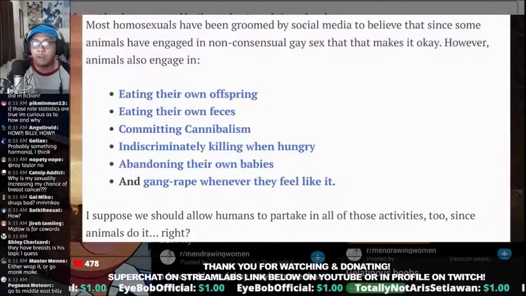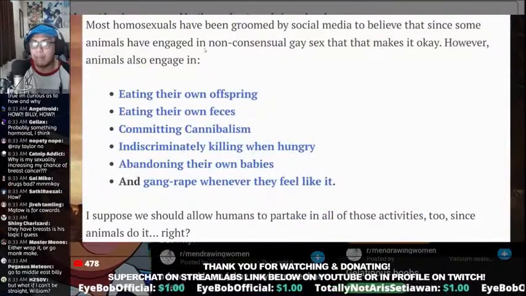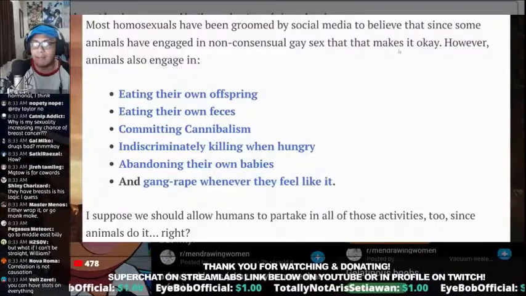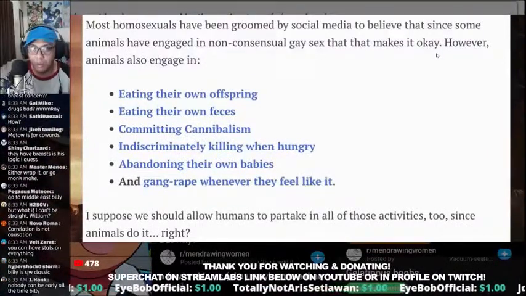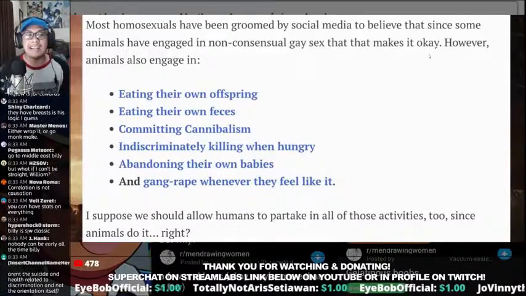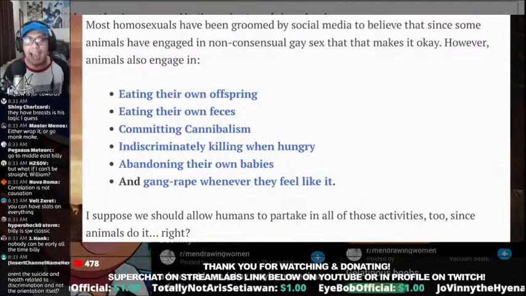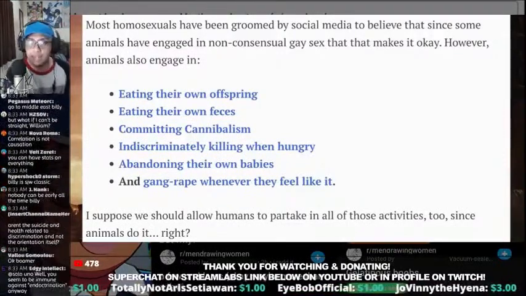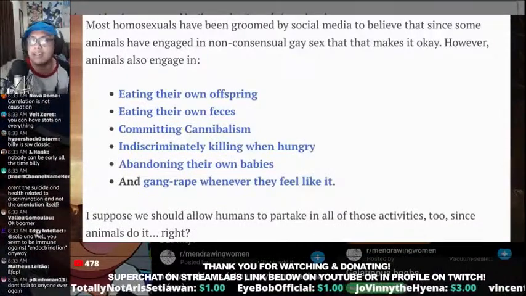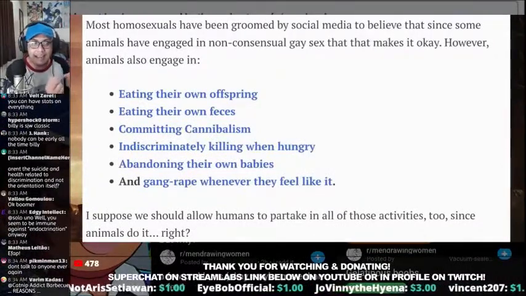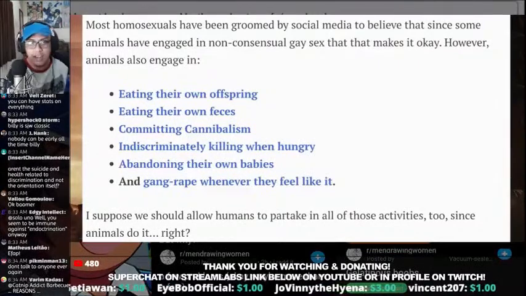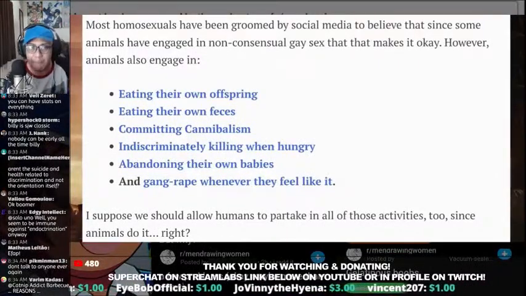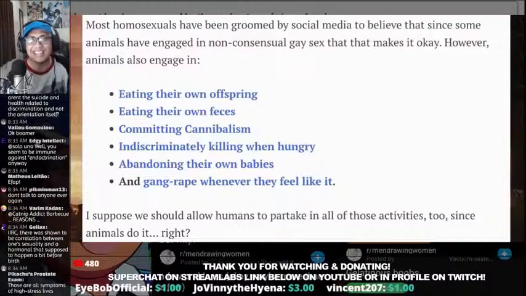Most homosexuals have been groomed by social media to believe that since some animals have engaged in non-consensual gay sex, that makes it okay. No, that makes it natural, Billy. That means that it's something that can happen to people. That means that they have a different sexual orientation than the majority, than the normal. That means that they can align to be non-straight and non-cis. It's natural. It happens. All right, Billy? It's a thing.